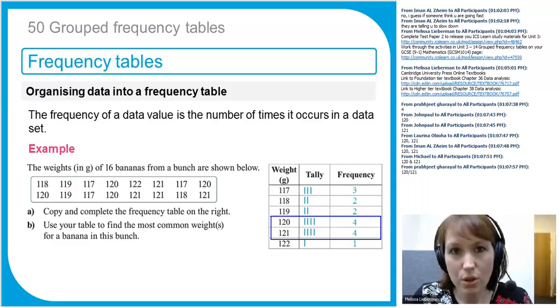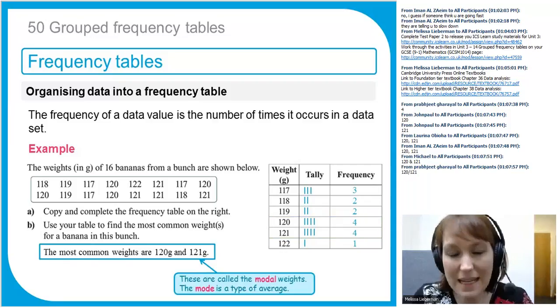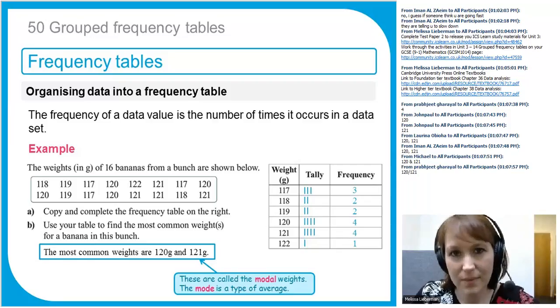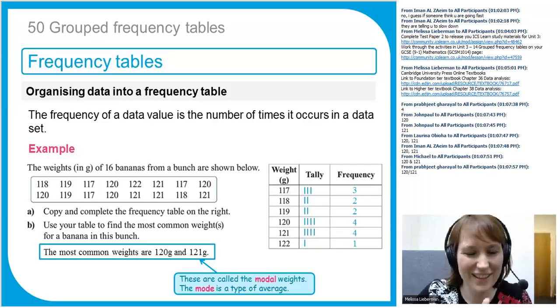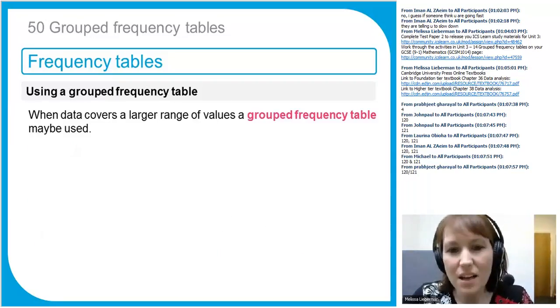So we've got 2, we can have one or more numbers as the mode or modal weight. So the most common weights are 120 grams and 121. So these are called the modal. You'll hear mode, or modal if you're using it as an adjective, the modal weights, and the mode is a type of average. Okay, so biggest frequency gives you the mode. Got it? Good.